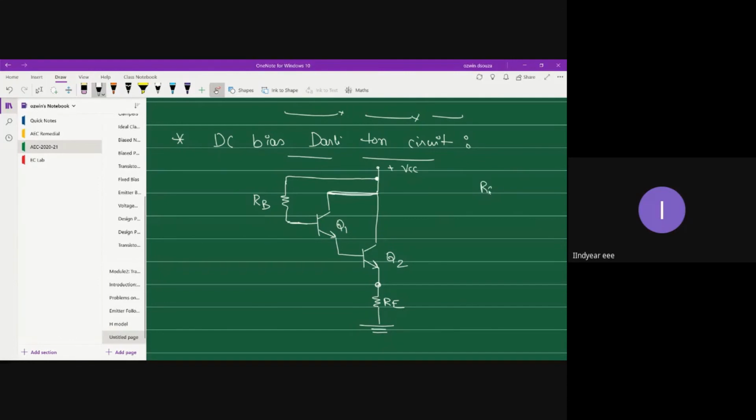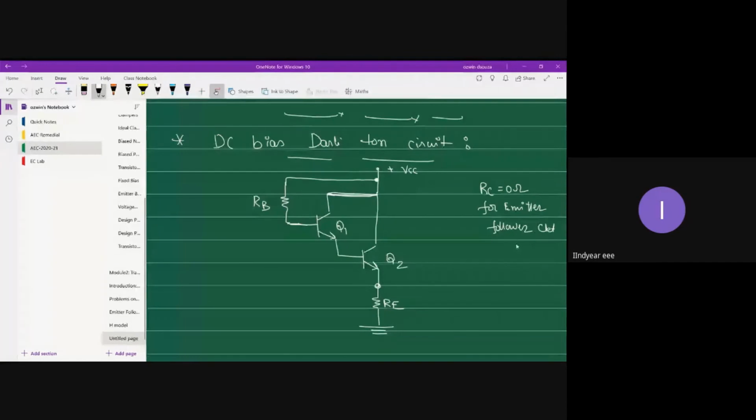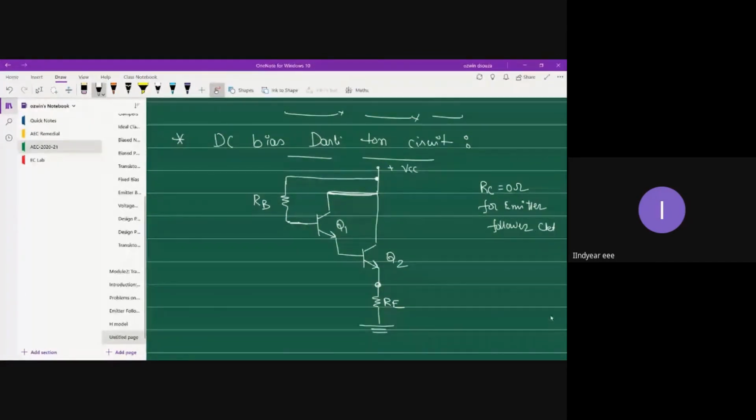Remember one thing, RC is 0 for emitter follower circuit. You can go back and cross verify. RC is always 0 for emitter follower circuit, because if you keep RC, then there will be amplification. We don't want amplification. Instead, we want impedance matching. You have to be very careful. If you place RC, you will not get even a single mark in the exam. RC should be treated as short circuit or 0.